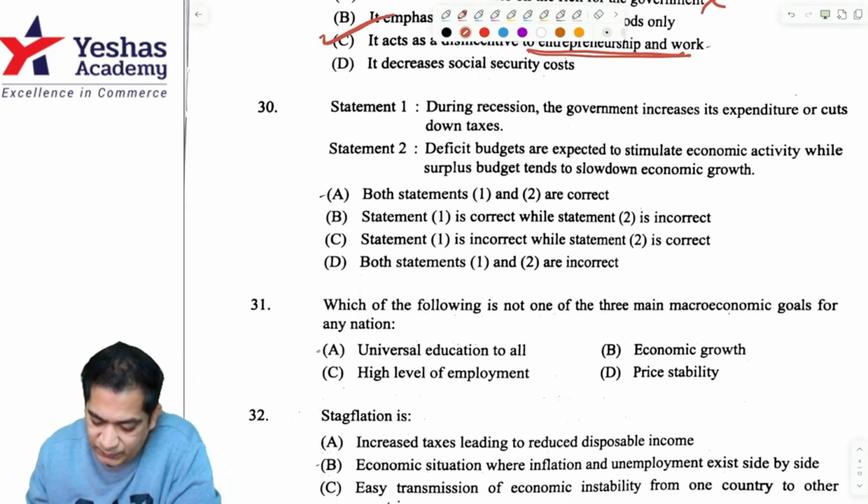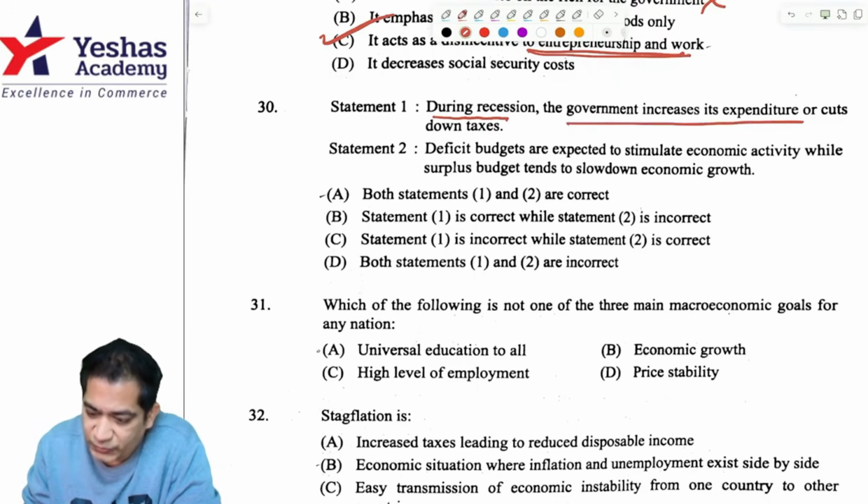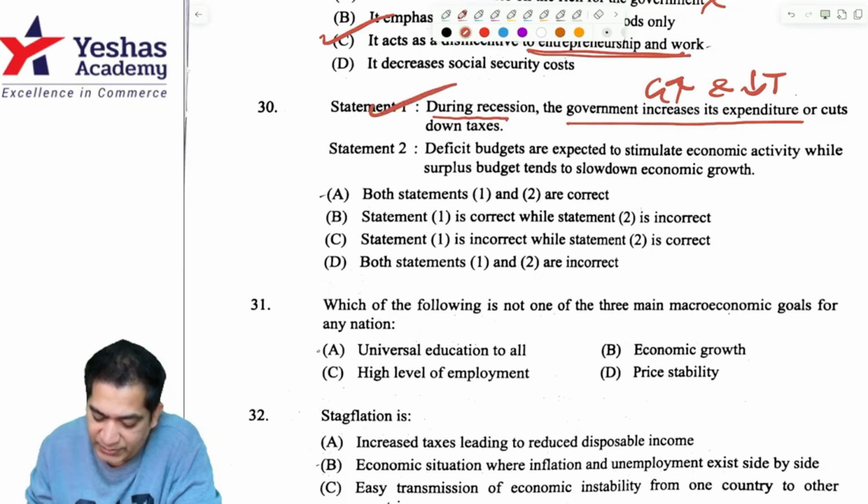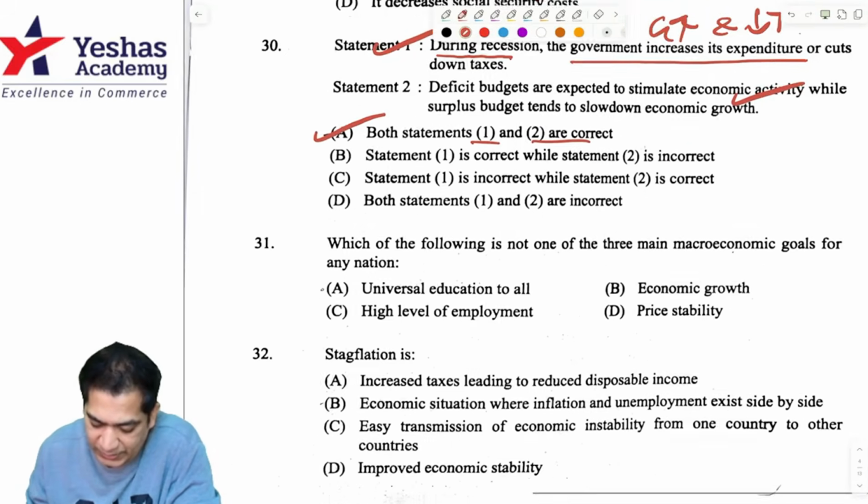Now for statement 1 and statement 2, you have to find out which one is correct and which is incorrect. During recession, the government increases its expenditure. So during recession, the government follows expansionary policy. So G increases, and it cuts down taxes. This is correct. We have studied in the classroom. Deficit budgets are expected to stimulate economic growth and economic activity, while surplus budgets tend to slow it down. This is also absolutely true. So both statements 1 and 2 are absolutely correct.